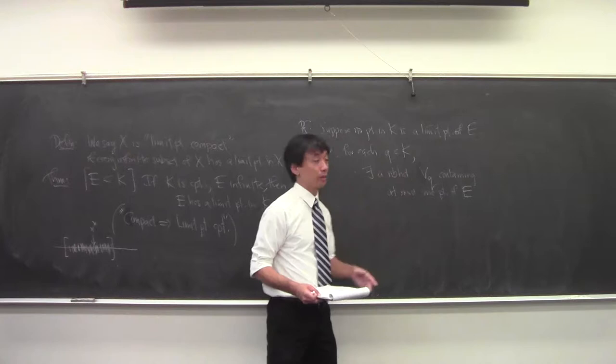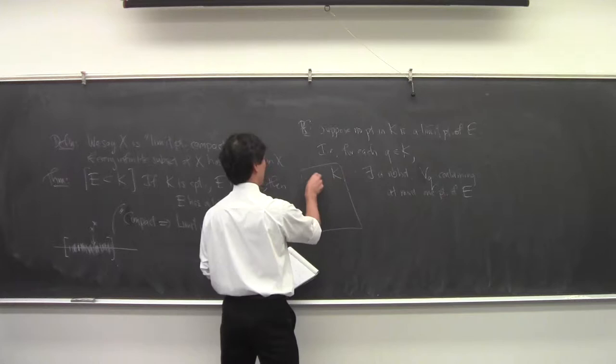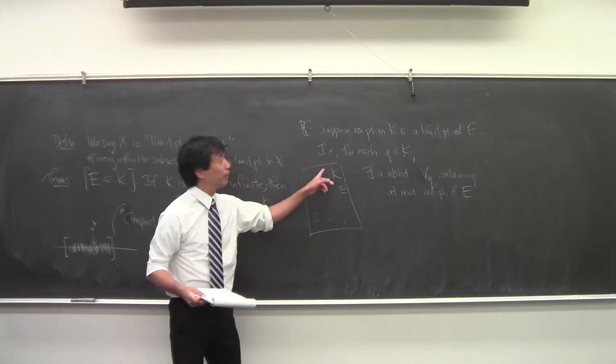Is that clear? You've got your compact set K. You've got your infinite set E. But no point of K is a limit point of E.